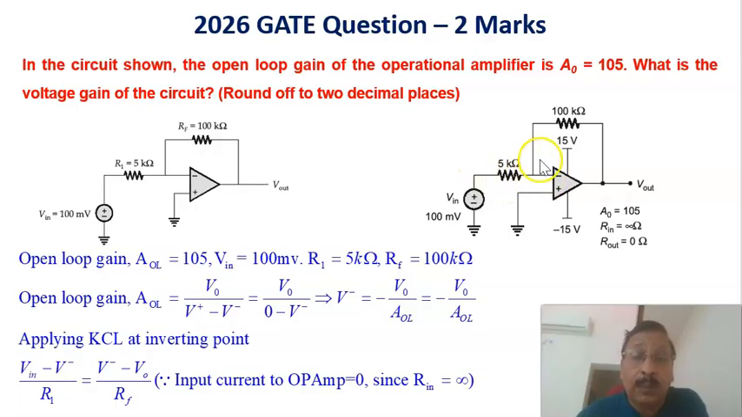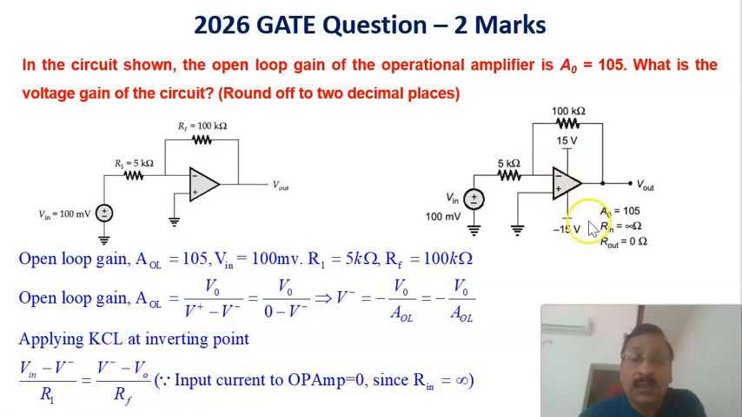Then we are going to apply Kirchhoff's current law to this node, the inverting point. The current coming towards it is given by the input voltage minus the inverting voltage V minus, divided by R1. This is R1 I am taking.